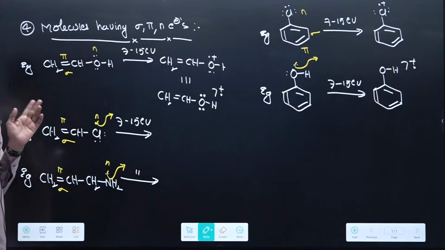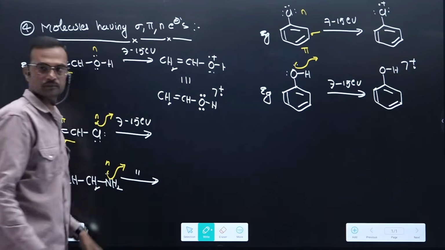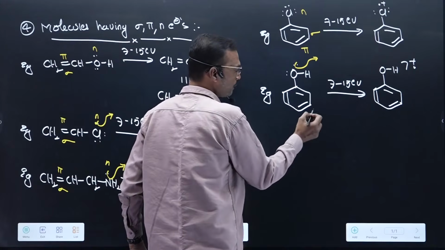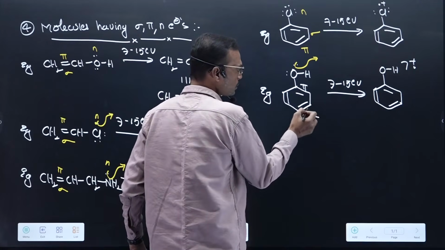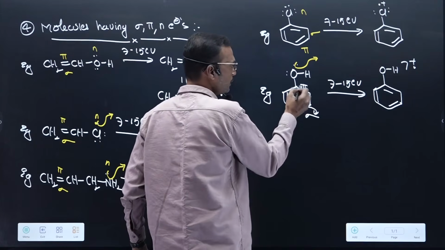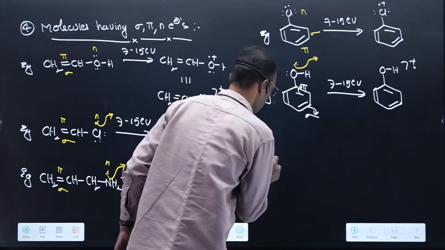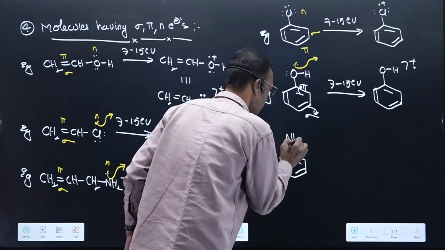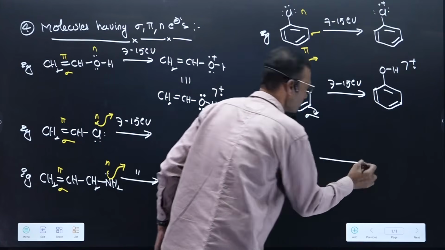Phenol is an example of sigma, pi, non-bonding. There is a presence of sigma, there is a presence of pi. This is pi, this is sigma, and this is pi, and this is non-bonding. Right now I am taking aniline, aminobenzene, aniline.